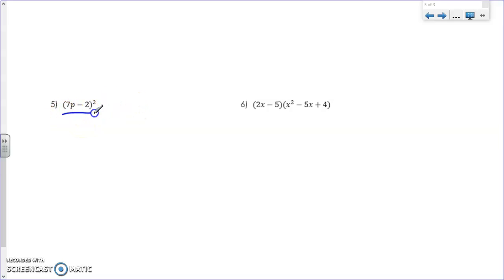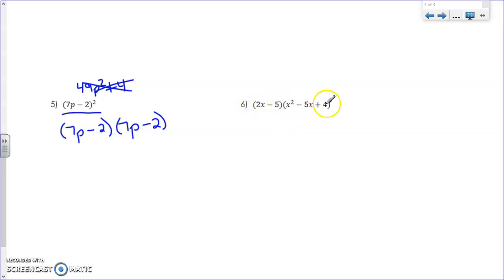Let me discuss 5, then we're going to hop to 6, okay? What does this mean? Right. So this is what this means. This does not mean you're going to distribute and get 49p squared plus 4. That is not what that means. So don't do that or I'm going to be mad. Okay? All right, so let's look at this one.